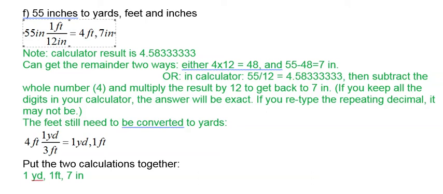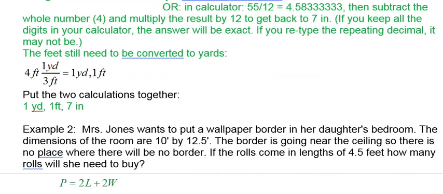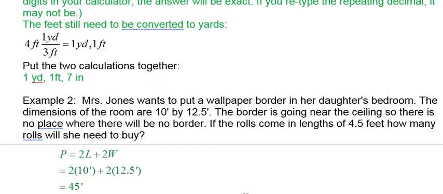The next example looks at an application using some of those conversions. So we have a border being put in this bedroom and it's going near the ceiling, so it's going all the way around. Another way to say that is it's looking at the perimeter of the bedroom. And we know the bedroom is 10 feet by 12.5 feet. This kid's got a big bedroom. So we want to figure out how much this is going to take. So we look at our length and our widths, 10 feet and 12.5 feet respectively. It's going to take a total of 45 feet of this border.